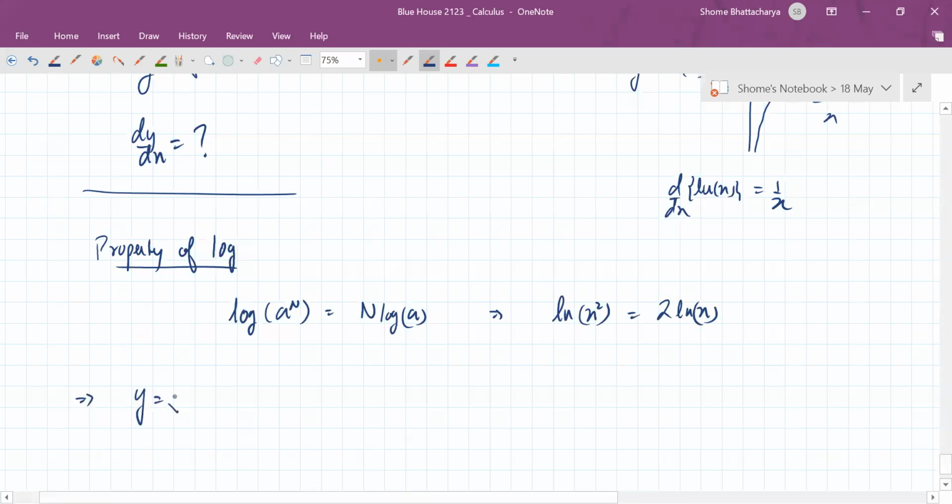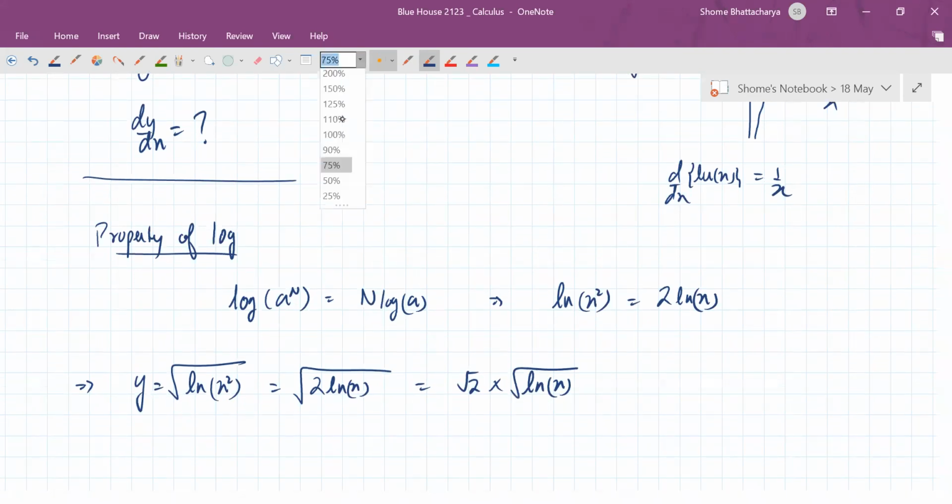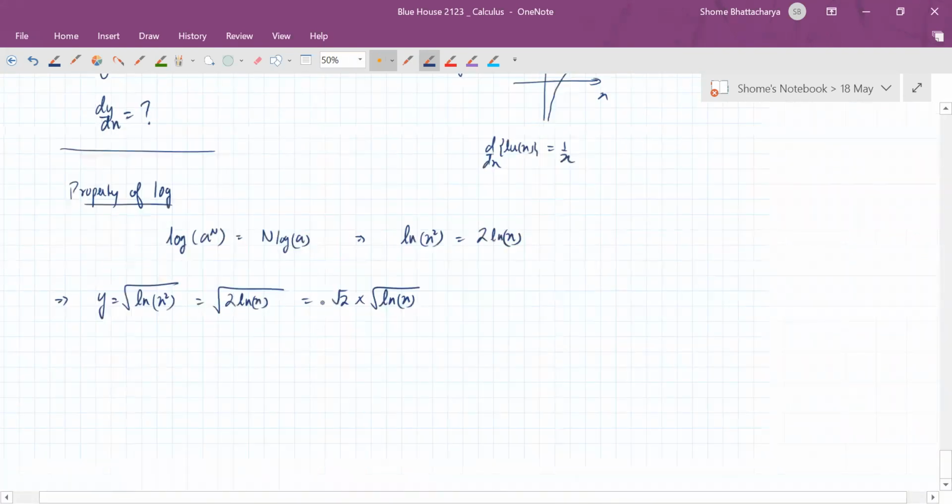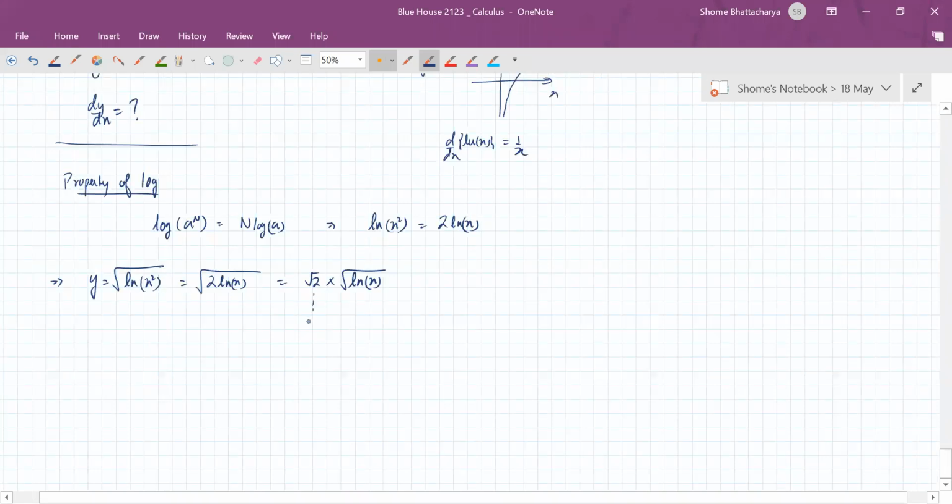So y is equal to square root of ln x square can be simplified to, okay, so this root 2 can just be treated like a constant, and the function is really this. So this is the easiest way of dealing with the question. If we do this now, this is a constant, and this is that f of g x type of thing, where f is square root and g is ln.